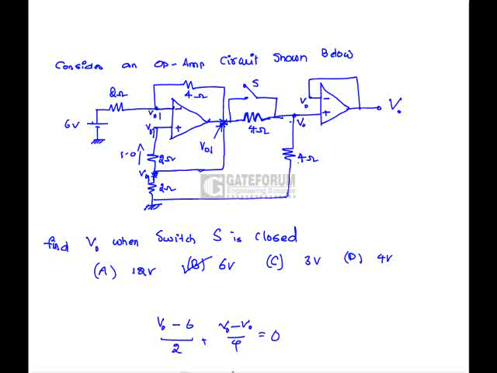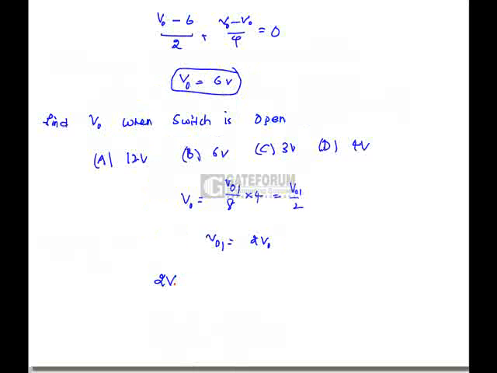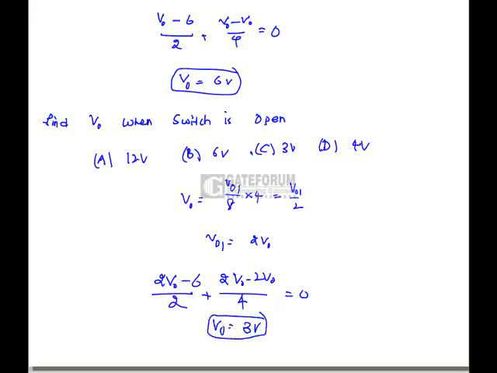If we apply KCL at this node point, that is (2V0 minus 6) by 2 plus (2V0 minus V0) by 4 is 0. So V0 is nothing but 3 volts. Hence option C is correct.